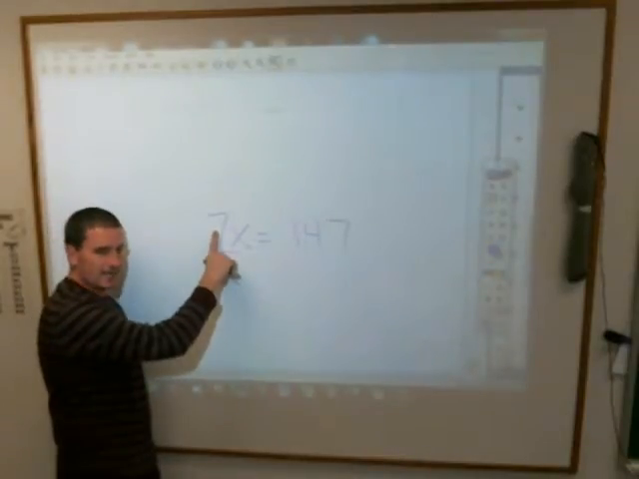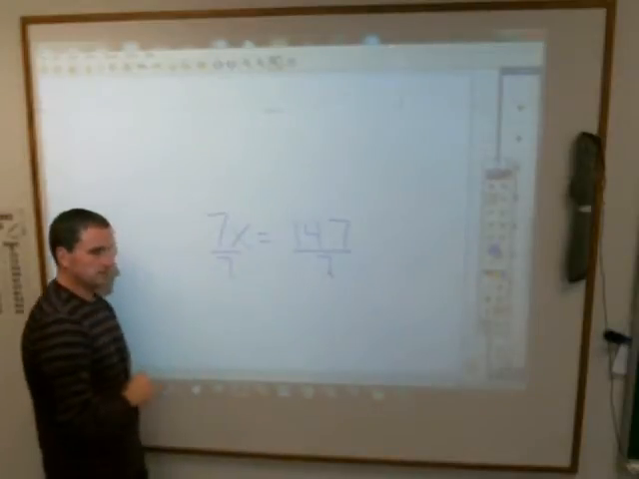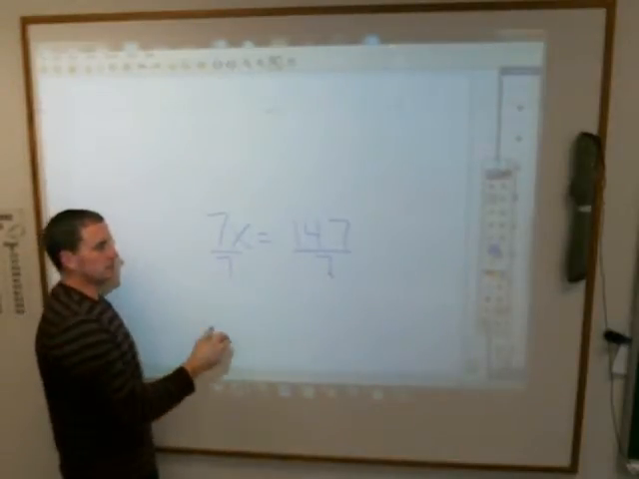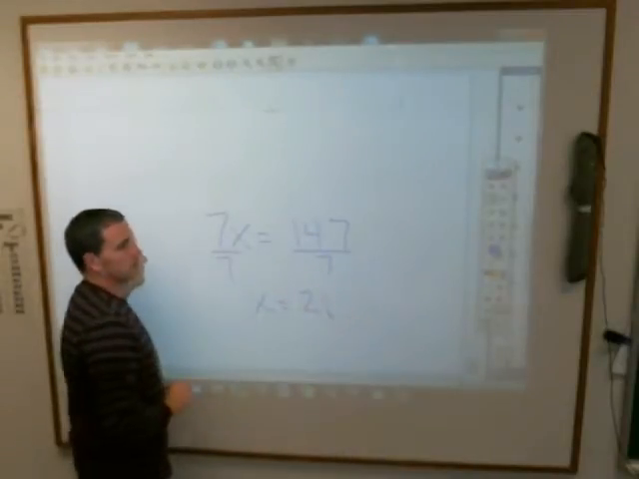If you divide this side by 7, you have to also divide that side by 7. As long as you do the same thing on both sides, you're okay. You're left with x equals 21.